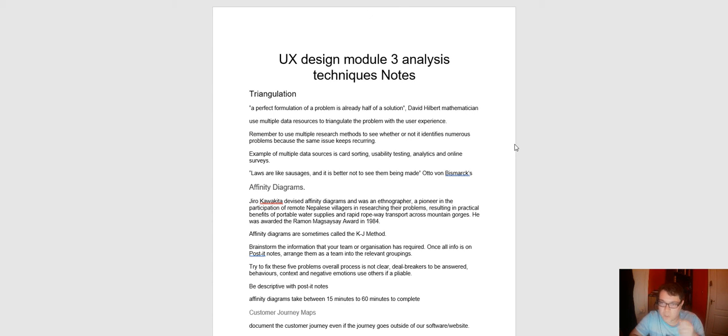Are people having problems logging in? Are people having problems navigating the website? Are there the same pain points? If those pain points are triangulated with the data, you can realise where you've got a problem and where a new design needs to be developed.